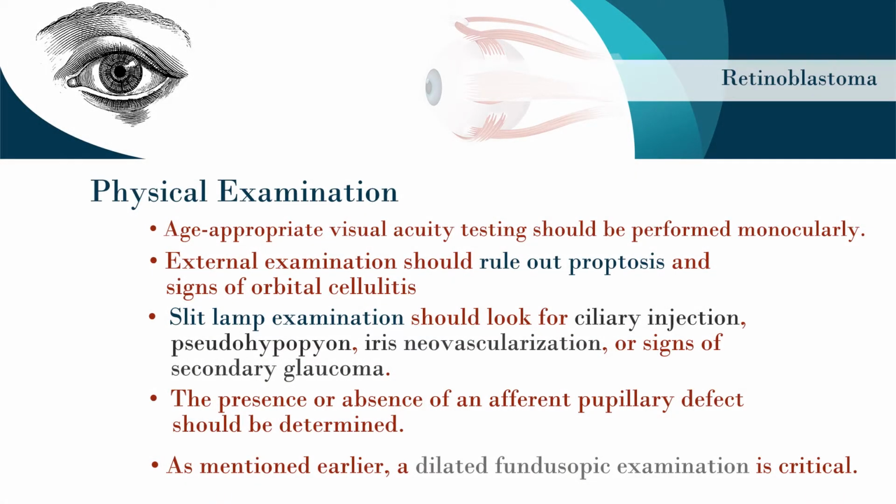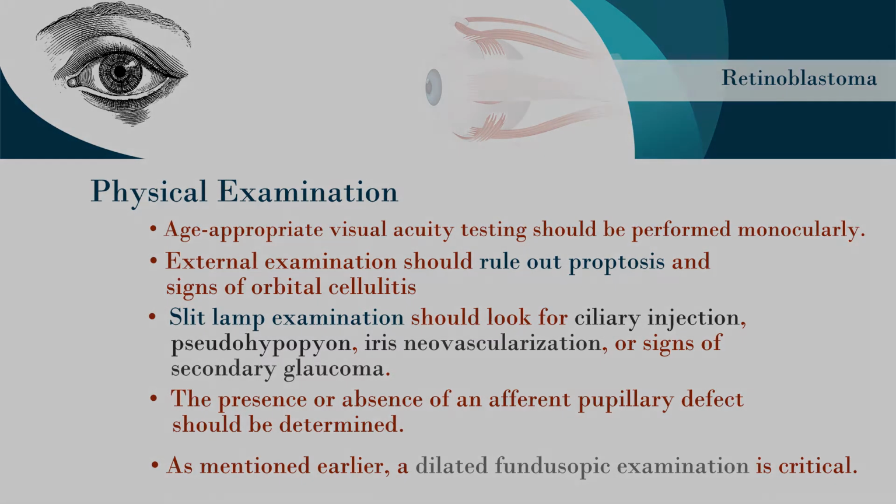Now come to the physical examination of the patient with retinoblastoma. Age-appropriate visual acuity testing should be performed monocularly. External examination should rule out proptosis and other signs of orbital cellulitis. Slit lamp examination should look for ciliary injection, pseudohypopyon, iris neovascularization and/or secondary glaucoma. The presence or absence of an afferent pupillary defect should be determined. As mentioned earlier, dilated fundus examination is critical.